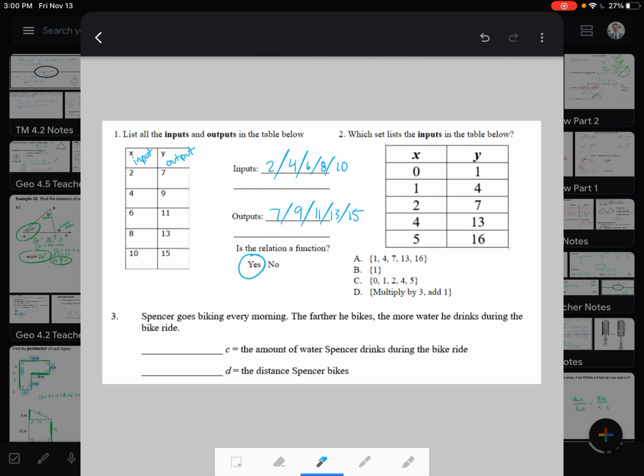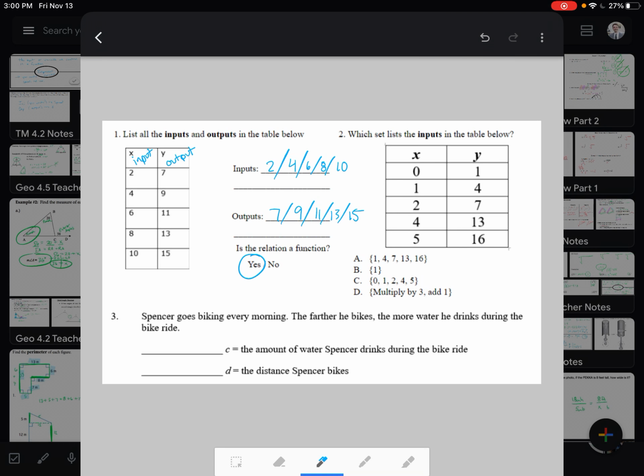Next, we can take an example of Spencer. So Spencer's going biking every morning. If he bikes more, he's going to drink more water. So what does he control in this case? So again, if we're looking at this here, what is he directly controlling? Well, he gets to decide when he starts or stops his bike. And based off of that is how much water he drinks. So he's not necessarily directly controlling the water. The water is a function of what he does biking.